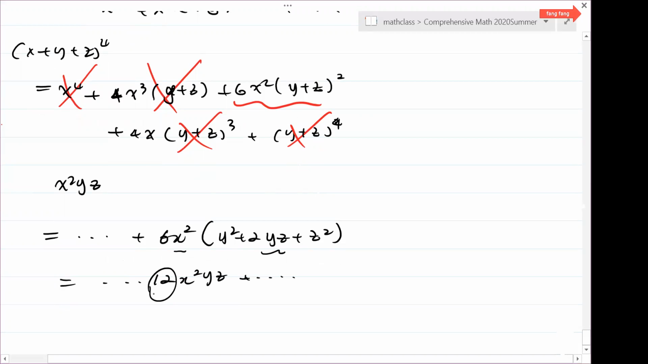Don't waste time getting all the terms which are useless. They have nothing to do with the problem. You have to find out quickly how to get x squared yz. You see that in x plus y plus z to the fourth power, x squared yz comes from here. Then you don't need to look at the other terms.